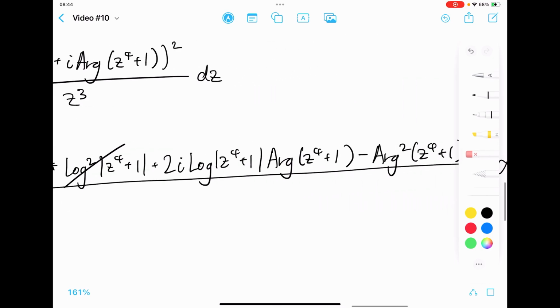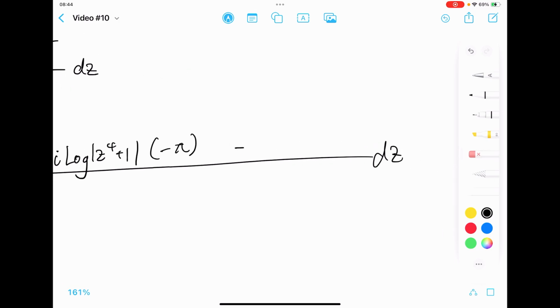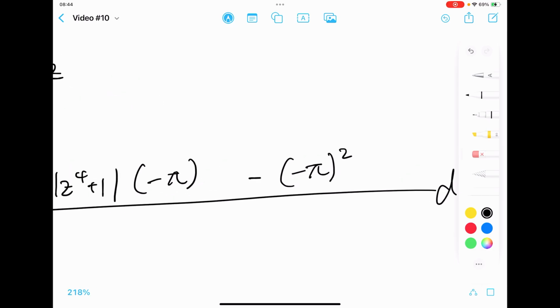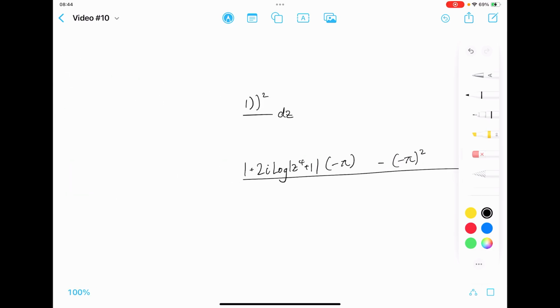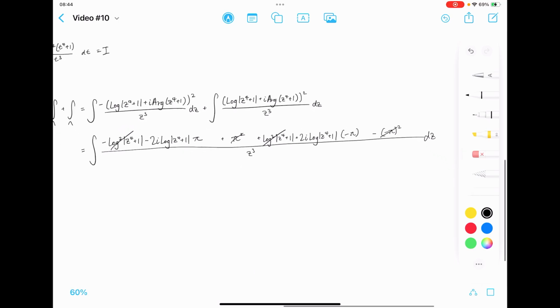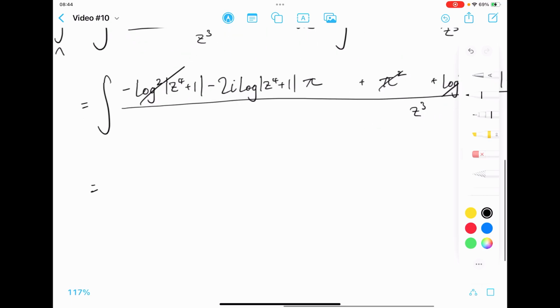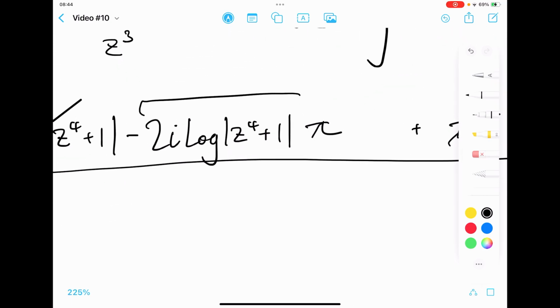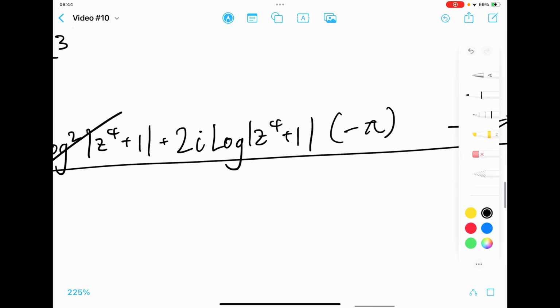Argument of psi 2 is going to be negative pi. And argument of psi 2 is negative pi, yes. So negative pi squared. And we see the pi squared and this pi squared, because negative times negative is positive, they cancel out, so these two cancel out. But the middle two bits don't, and let's just write this out better. So that's going to be the integral of, so that's negative of this bit times pi, and negative of this bit times pi. That's the same thing.